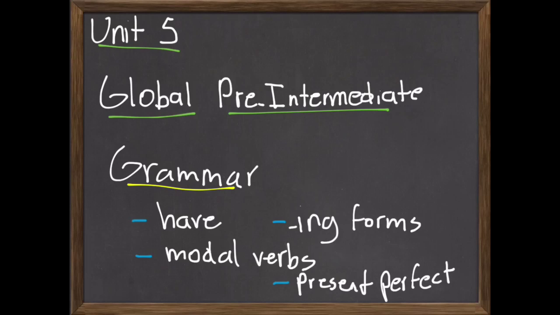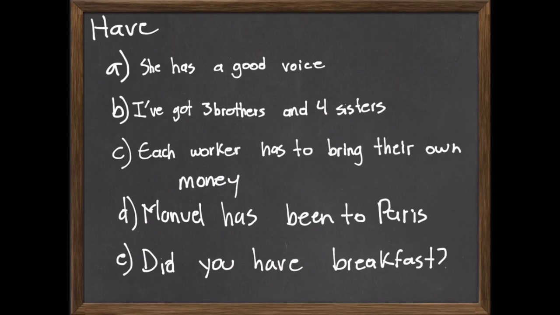In the grammar section today, we will learn what different uses of the verb have are, as well as modal verbs, what they are and how we use them, and ing forms of verbs and why we use them. Also, present perfect. How do we form present perfect, and why? Well, let's begin by looking at some different uses of the verb to have.